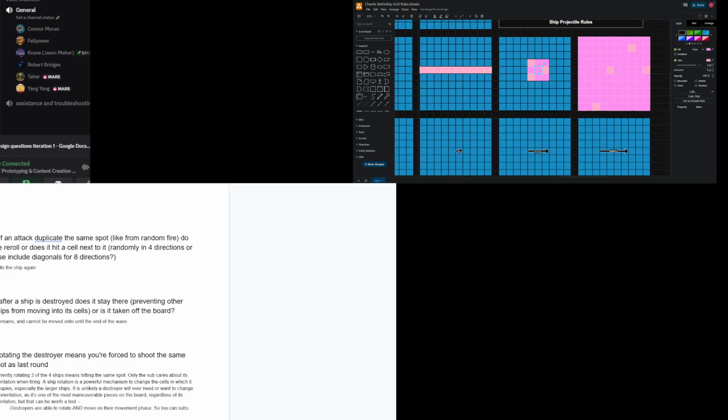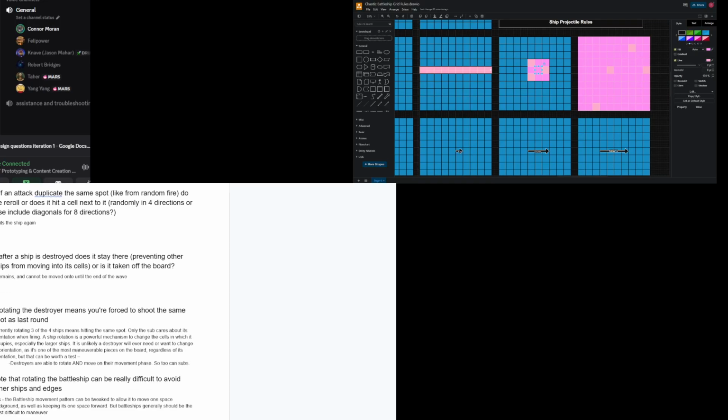After a ship is destroyed, does it stay there? For now, it will remain. It'll be an obstacle. It cannot be moved onto until the end of the wave. So at the end of the wave, it goes away, and then new ships can spawn and move around again. We can test that, see how it works. If it feels too constricting, we can change it to go away next time.